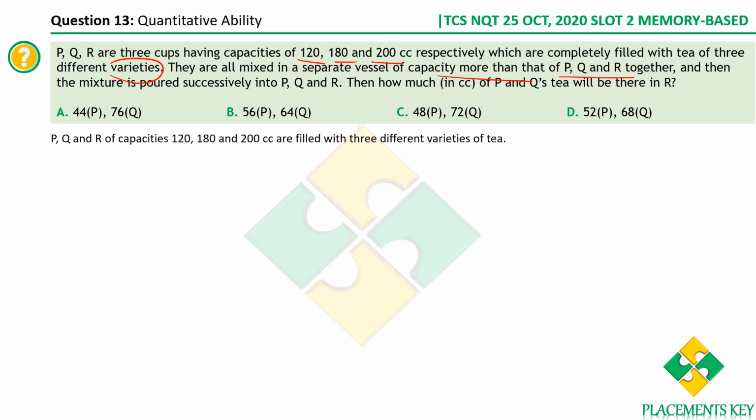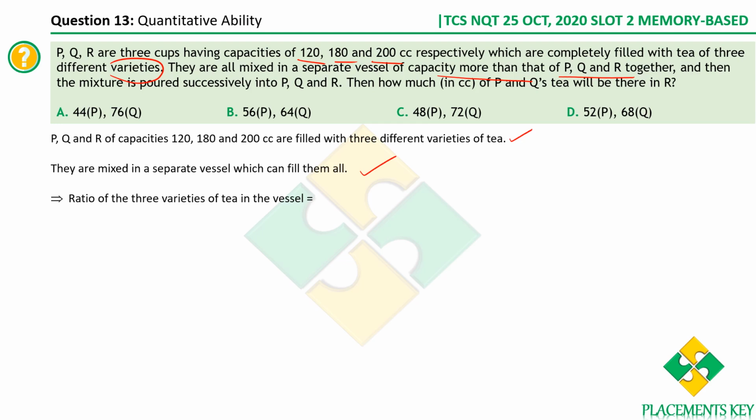Let's solve this stepwise. P, Q, R with their capacities are filled with 3 different varieties of tea. That is captured here. Then they are mixed in a separate vessel which can hold them all. Now what is the ratio of the 3 varieties of tea in the big vessel? It is 120 is to 180 is to 200. So we can cancel 20 for all the numbers. So what do we get? 6 to 120, 9 to 180, 10 to 200. So this is the ratio of the 3 varieties of tea in the big vessel.